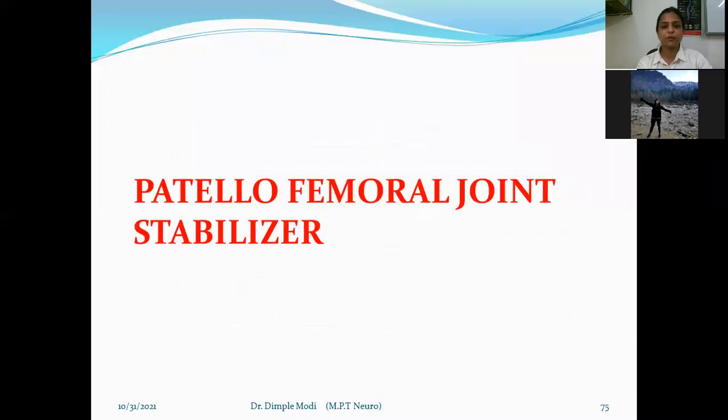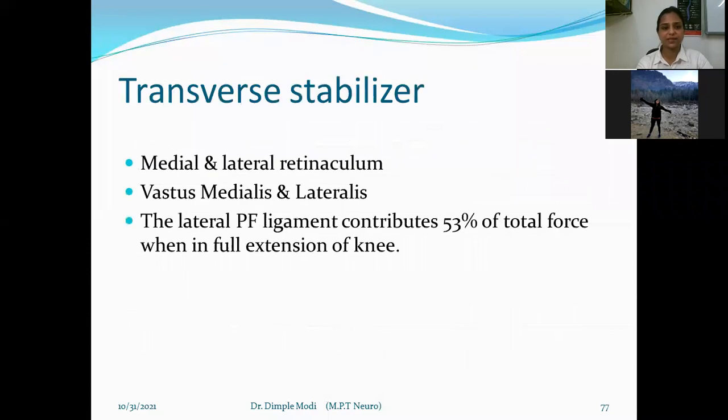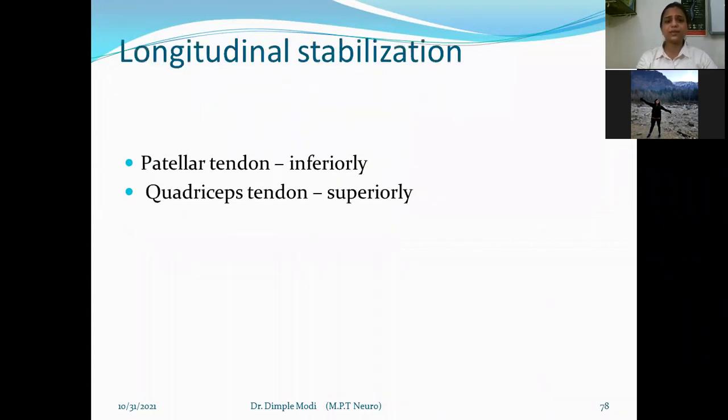Patellofemoral stability is given by the transverse group of stabilizers and the longitudinal group of stabilizers. The transverse stabilizers are the medial and lateral retinaculum, and vastus medialis and lateralis. The lateral patellofemoral ligament contributes 53% of the total force in full extension of the knee. Longitudinal stabilization is given by the patellar tendon inferiorly and the quadriceps tendon superiorly.